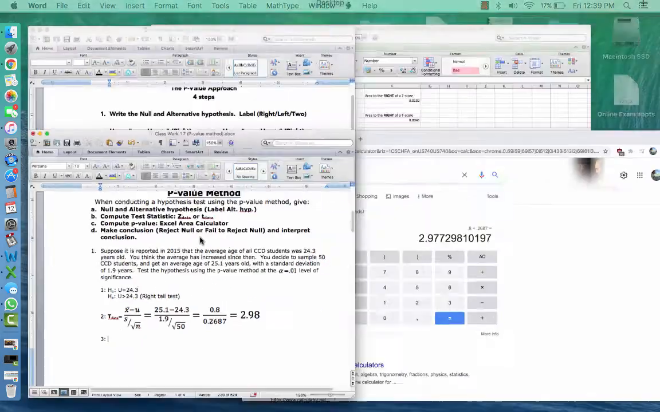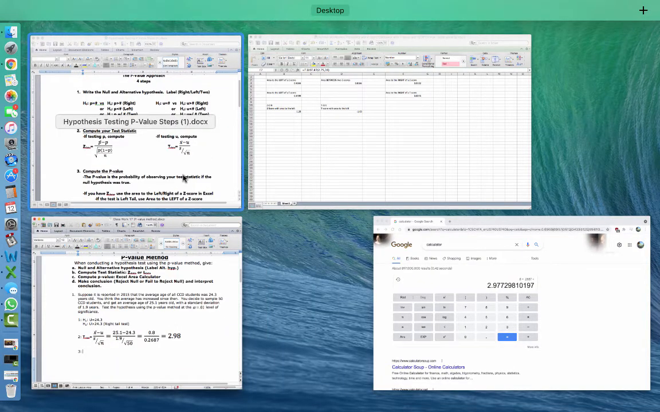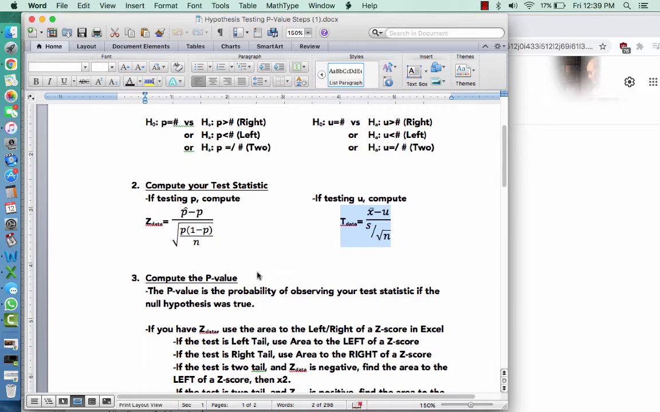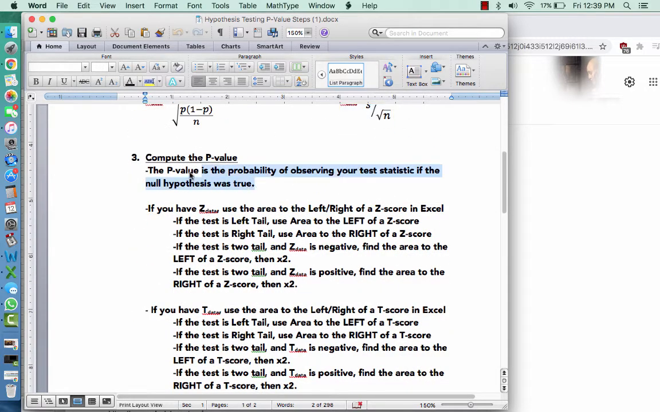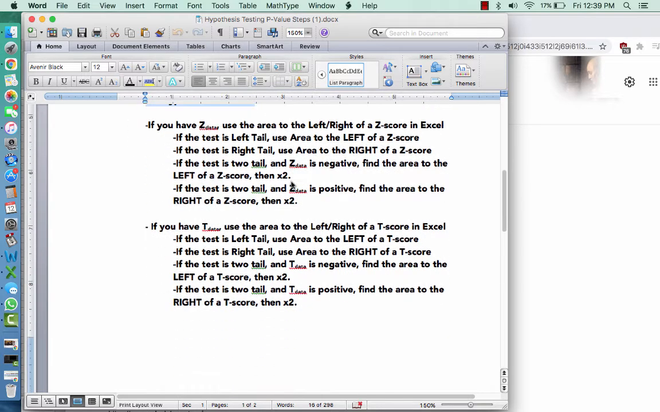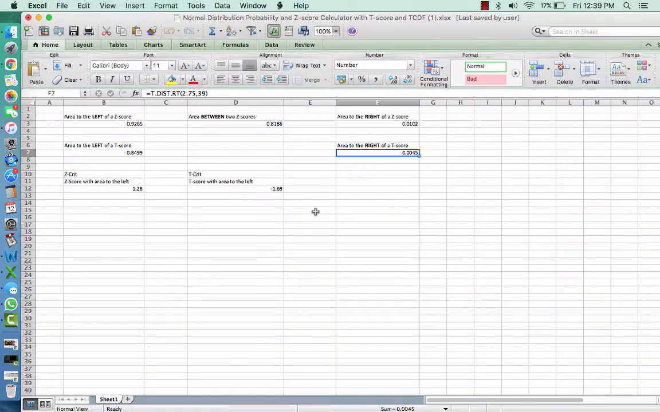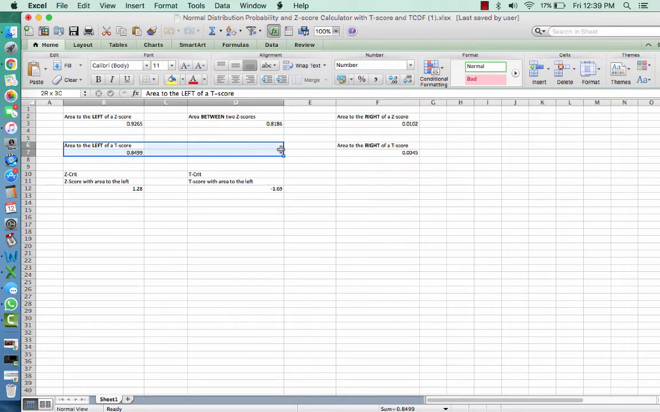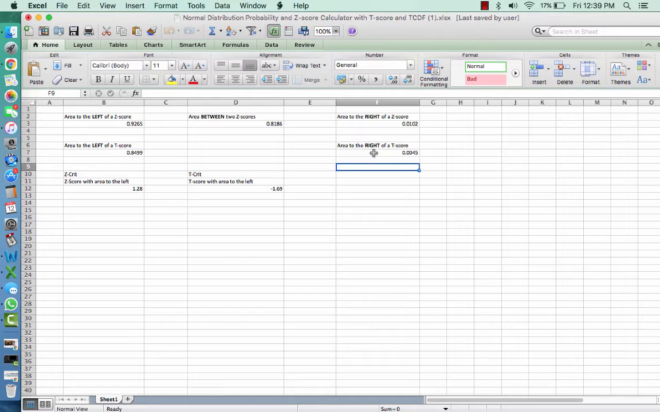Now I need to compute the probability of getting that evidence if the null hypothesis was true. That's what we call the p-value, the probability of getting this evidence or anything more if the null hypothesis was true. So since I'm computing t data, I'm going to use the area to the left or the right of a t-score. Since my test is right tail, I'm going to use the area to the right of a t-score. So that means I go here to my calculator, I'm using the t-score area calculator, and I'm using the one on the right because it's a right tail test.